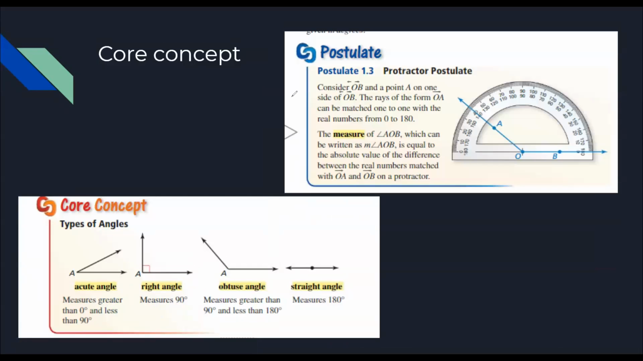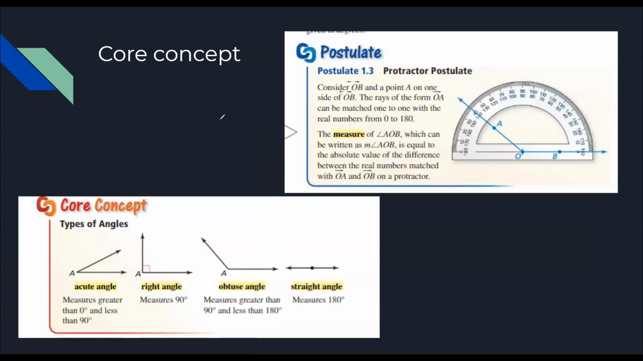Postulate 1.3, protractor postulate. Consider ray OB and a point A on one side of ray OB. The rays of the form ray OA can be matched one-to-one with the real numbers from 0 to 180. The measure of angle AOB, which can be written as m angle AOB, is equal to the absolute value of the difference between the real numbers matched with ray OA and ray OB on a protractor.